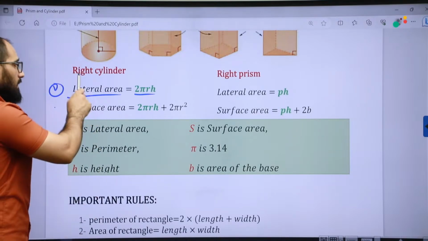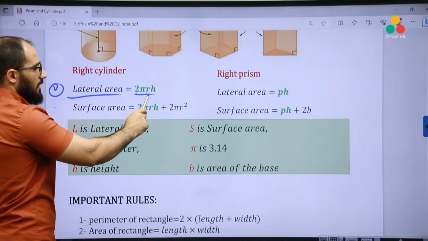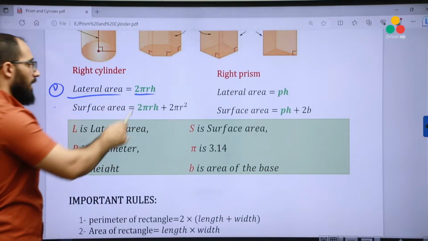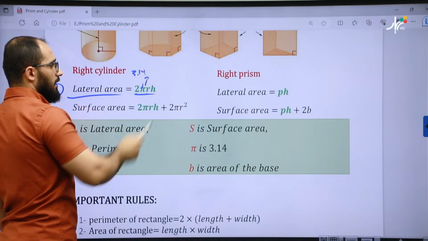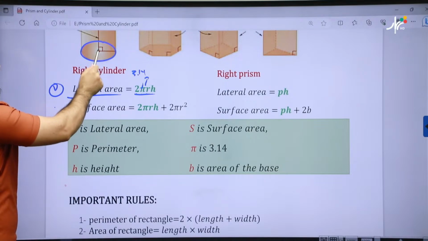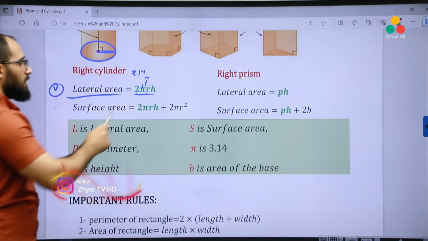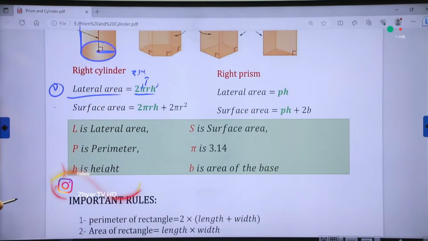The lateral area of right cylinder is 2 times pi times r times h. 2 is a number, pi is 3.14, r is a radius, okay, this is the circle, and r is the radius. H is the height of the cylinder.